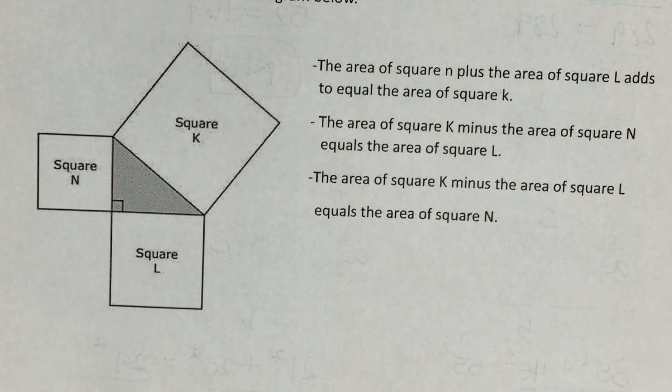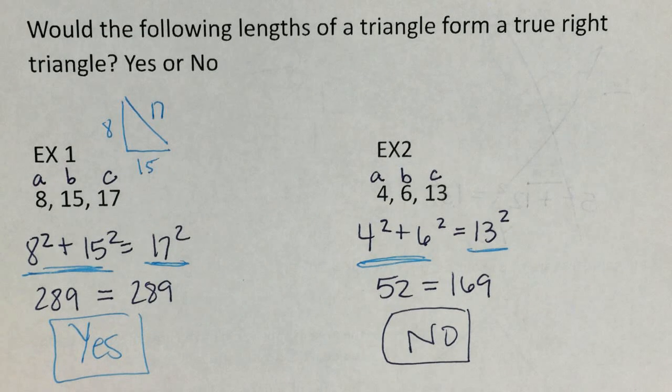All right, so your assignment today is all about Converse Pythagorean theorem, saying yes, it's a right triangle, or no, it's not. It will be posted in the Google Classroom, and we're going to do it like we always do, where you can check your work.